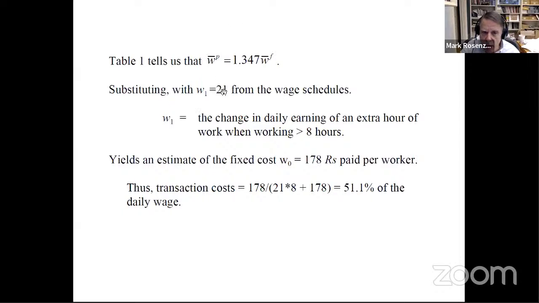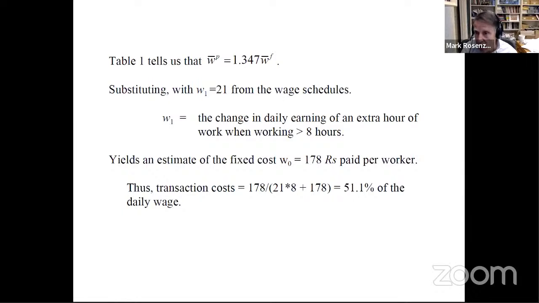We know that the marginal wage is 21 rupees. We get that from the wage schedule. We just look at the increment in the daily wage for a worker working 8 hours versus a worker working 9 hours. That's 21 rupees. So we know W1, we know the differences in the average wages for part-time and full-time, and that yields an estimate of the fixed cost of 178 rupees. That represents over half of the cost of the daily wage for a full-time worker. So these transaction costs, as revealed from the data, are far from trivial.